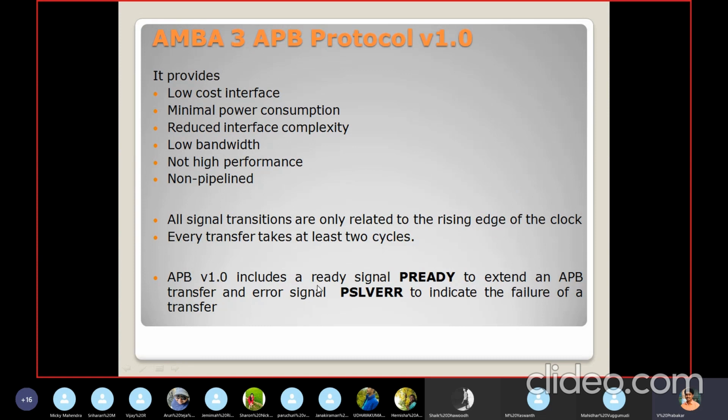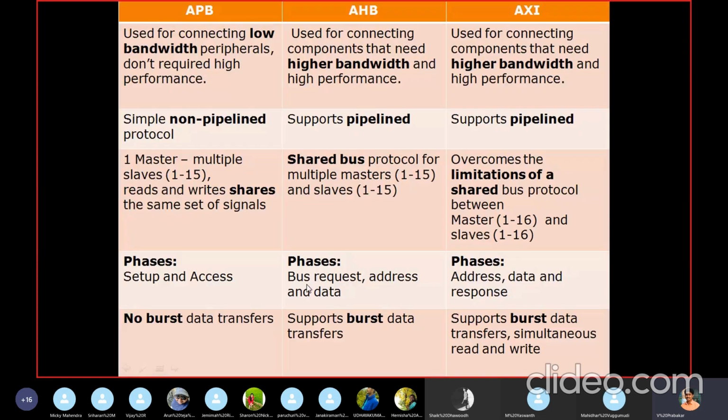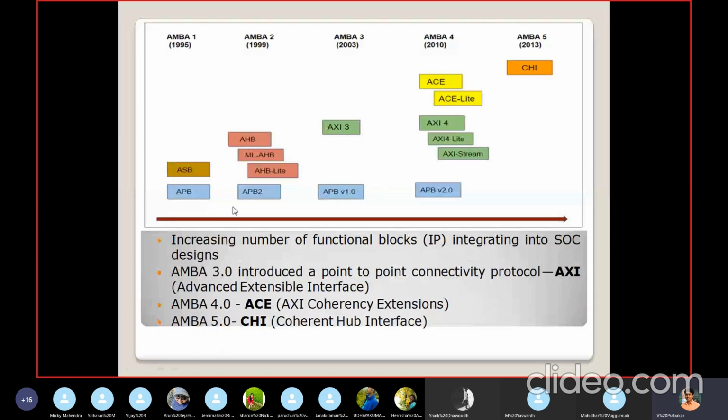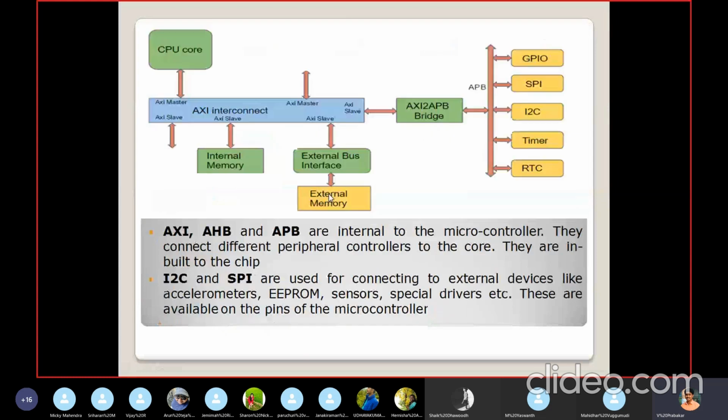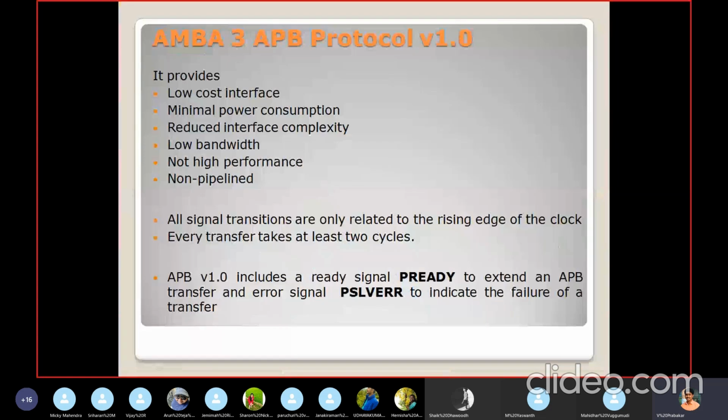Then APB version 1. When compared to the earlier versions, APB and APB2, in this version they introduced the signal PREADY. This is to extend the APB transfer. That means when PREADY is 0, it will extend the transfer. We will discuss that with the waveform. And another signal is the error signal, PSLVERR, to indicate the failure of the transfer.